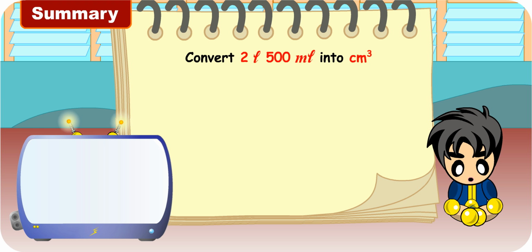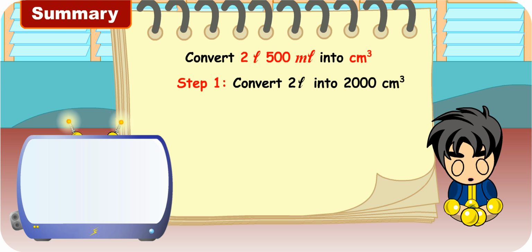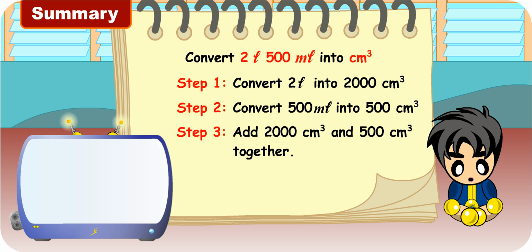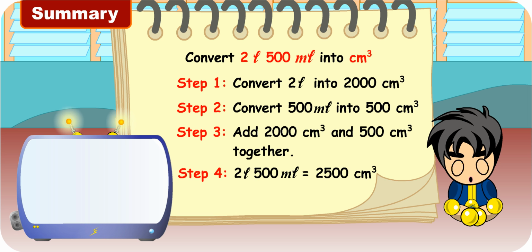For example, in converting 2 liters 500 milliliters into cubic centimeters, I first convert 2 liters into 2000 cubic centimeters. Then, I convert 500 milliliters into 500 cubic centimeters. I add up 2000 cubic centimeters and 500 cubic centimeters to get 2500 cubic centimeters. Thus, 2 liters 500 milliliters is equal to 2500 cubic centimeters.